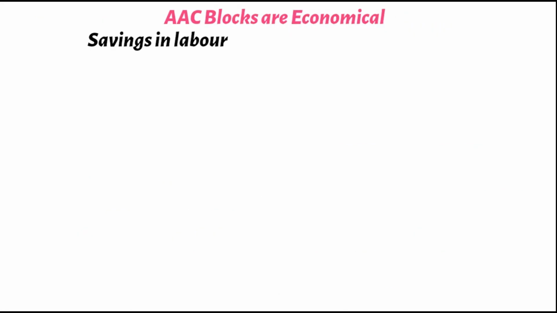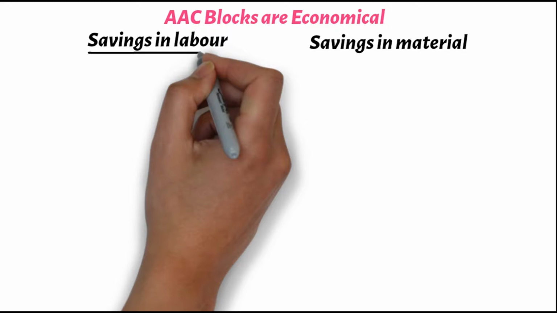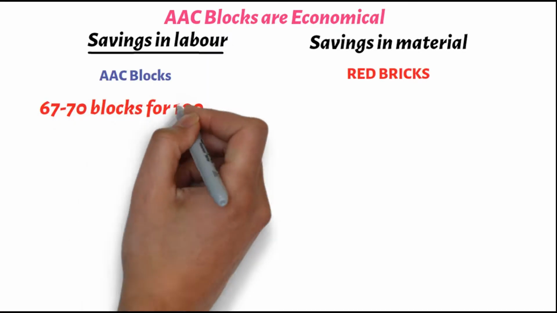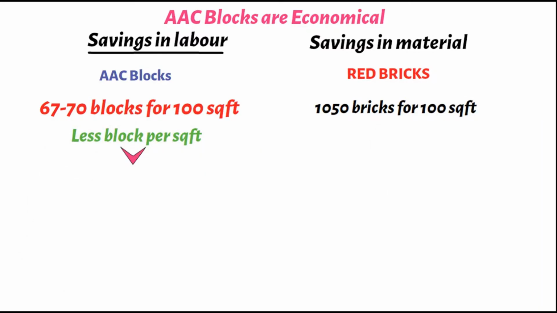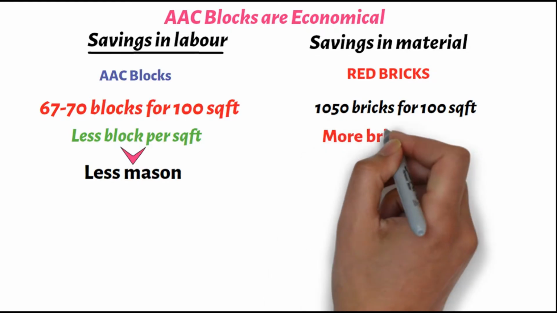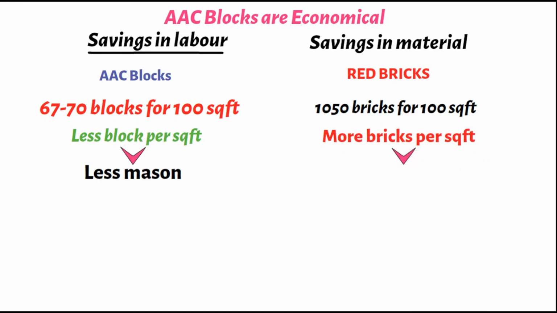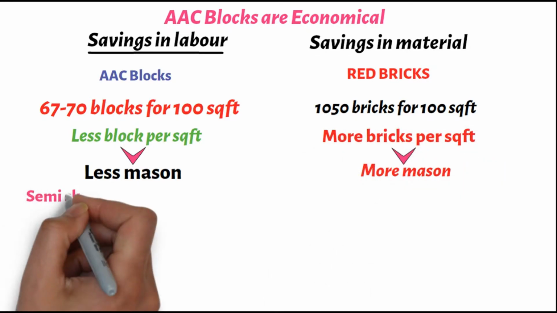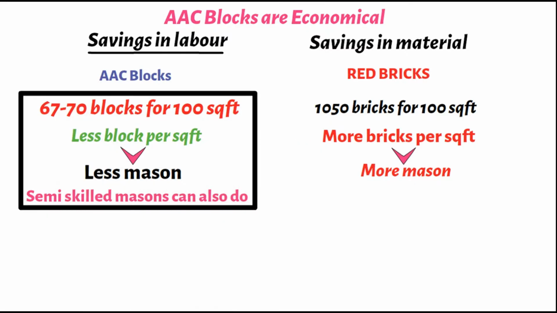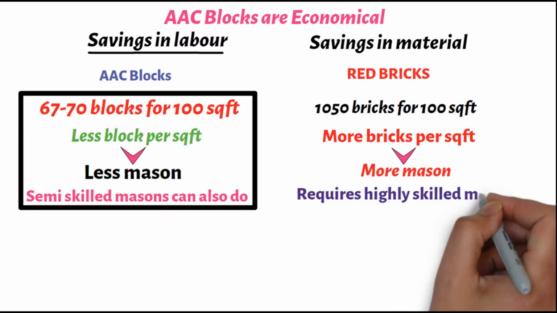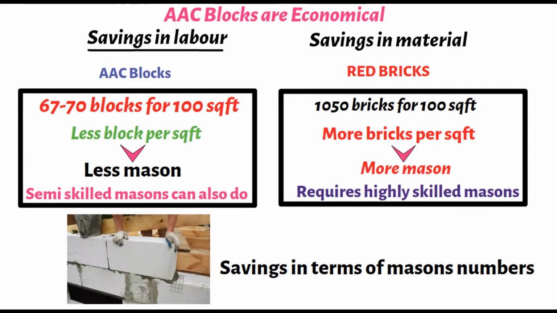AAC blocks are economical, both in labor and material. First we will discuss the savings in labor. That is 67 to 70 blocks for 100 square feet in the case of AAC blocks, whereas 1050 for 100 square feet in the case of red bricks. That is fewer blocks per square feet, fewer masons; more bricks per square feet, more masons. Even semi-skilled masons can lay AAC blocks, whereas bricks require highly skilled masons. That is savings in terms of masons.